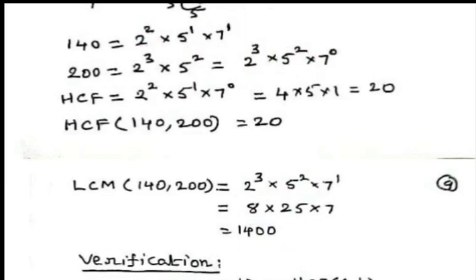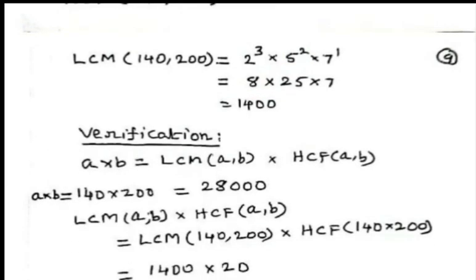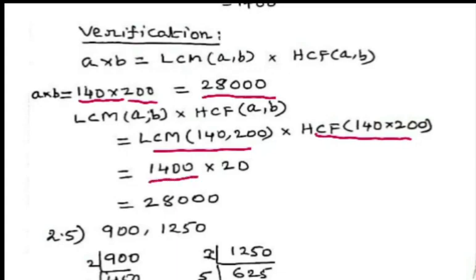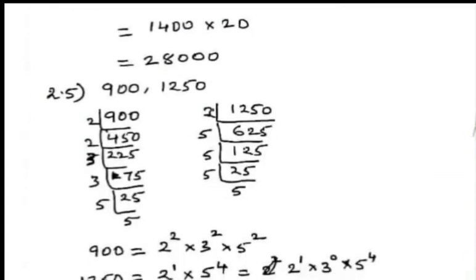Now the verification. The product of two numbers is equal to the LCM multiplied by the HCF of the two numbers, which is 28,000. LCM is 1400. HCF is 20. When multiplied, we get 28,000. So it is verified. Now we consider another problem.